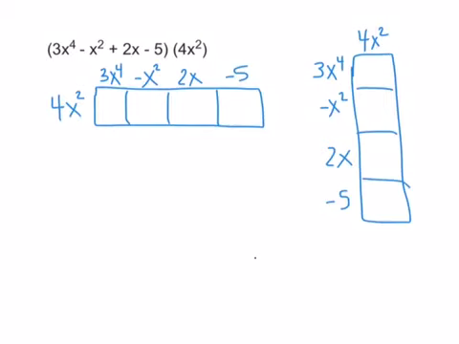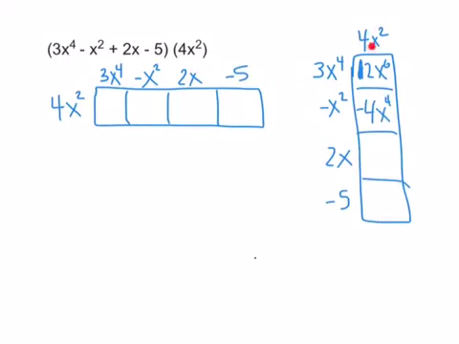So we have 3 times 4 is 12, and then we have x to the sixth. 12x to the sixth. Then we have a negative x squared times 4x squared. So negative 1 is right here. So negative 1 times 4 is negative 4. And then we have x squared times x squared, which is x to the fourth.